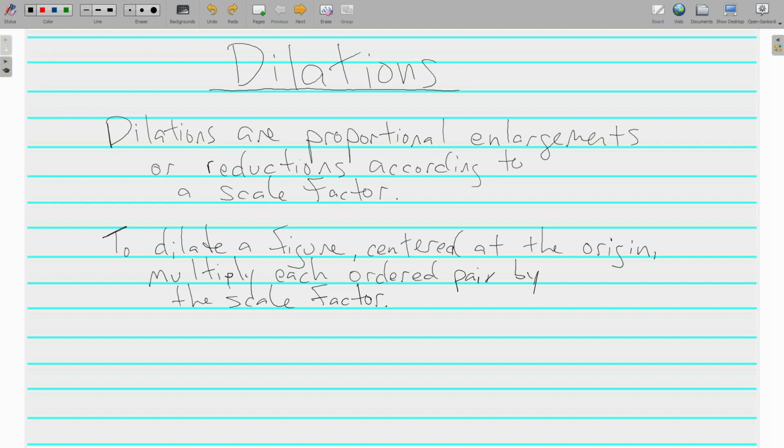There are different ways to dilate figures. You can dilate them with the center being the x-axis or the y-axis. Right now we are only concerned about figures centered at the origin.